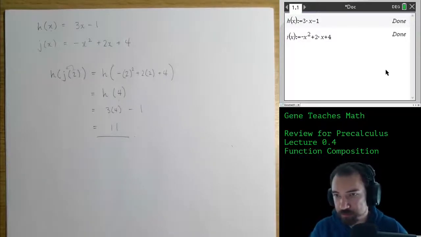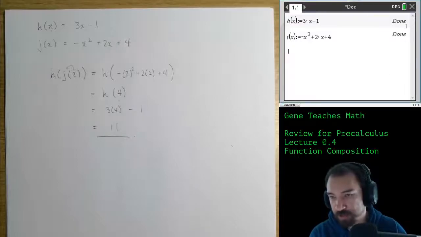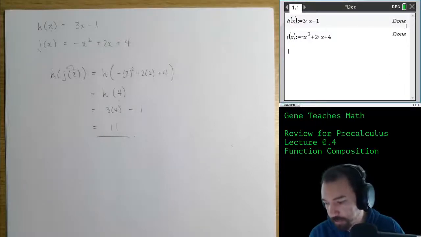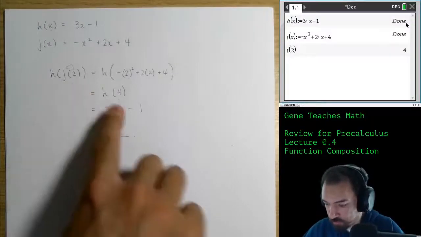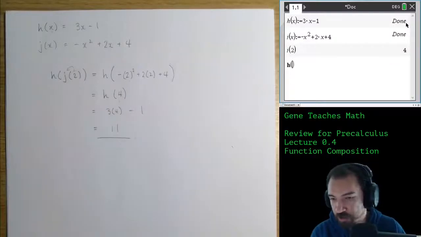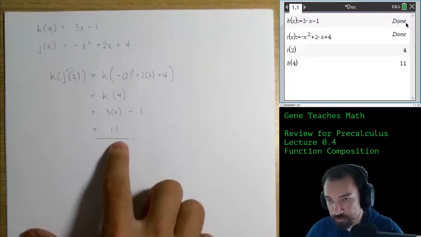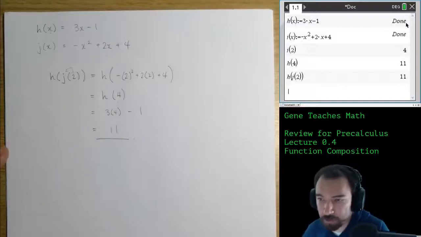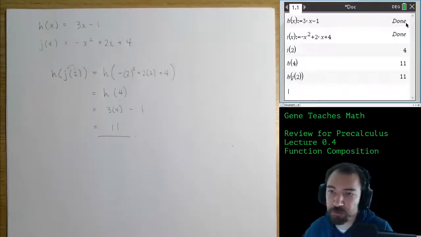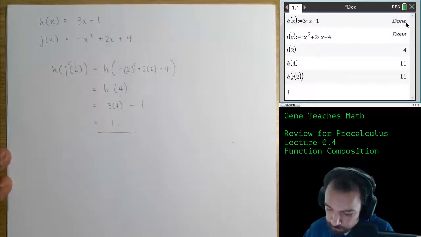In the calculator, let us evaluate these to confirm that the calculator is doing what we expect it to do. So if I were to take j of 2, it gets me 4. That is the inside right here, j of 2 becoming 4. If I take h of 4, I will get 11, as expected. But the calculator can also do the composition like this, where it understands the order of operations, inside first, then outside. It will get me the same output. Okay, perhaps that's going to be useful later when we want to do things with the calculator.